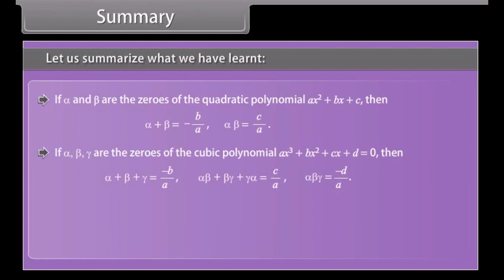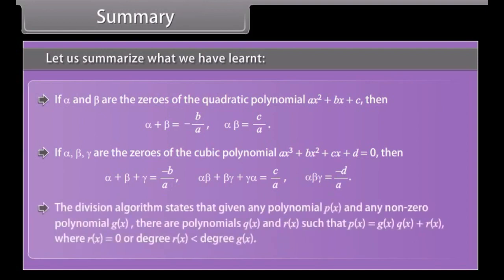If alpha, beta, gamma are the zeros of the cubic polynomial ax cube plus bx square plus cx plus d equal to 0, then alpha plus beta plus gamma is equal to minus b upon a, alpha beta plus beta gamma plus gamma alpha is equal to c upon a, and alpha beta gamma is equal to minus d upon a. The division algorithm states that given any polynomial p(x) and any non-zero polynomial g(x), there are polynomials q(x) and r(x) such that p(x) is equal to g(x) q(x) plus r(x), where r(x) is equal to 0 or the degree of r(x) is smaller than the degree of g(x).